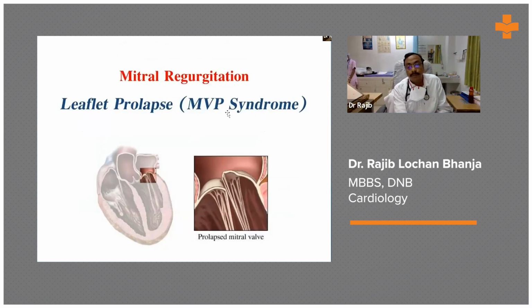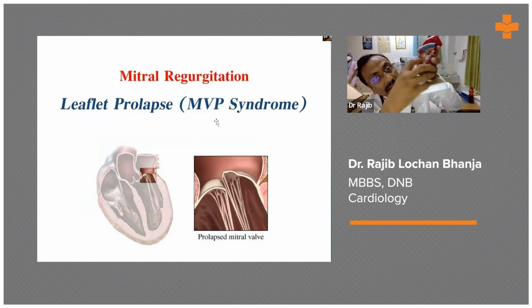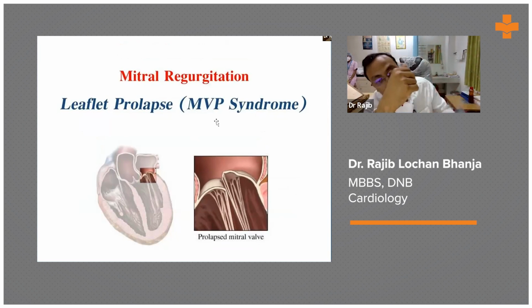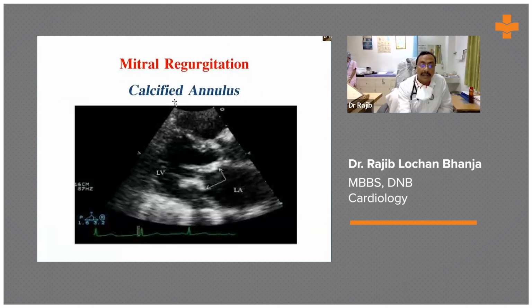Another one is mitral valve prolapse. How does prolapse happen? If you see, there are two leaflets. One is the anterior mitral leaflet, another one is the posterior mitral leaflet. If one leaflet prolapses and does not coapt, then definitely what happens? There will be a leak from the valve. And again, the presentation is a little bit different.